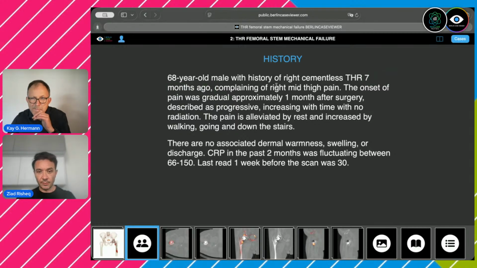This patient was complaining of right mid-thigh pain. The onset was gradual, 1 month after surgery, described as progressive, increasing in time, and alleviated by rest and increased by walking and going down the stairs. The inflammatory markers were a bit of a query. He had fluctuating inflammatory markers. The CRP was fluctuating between 65 or 66 and 150. Anyhow, the last one was around 30. For all these cases we're presenting, we have a final diagnosis intraoperatively.